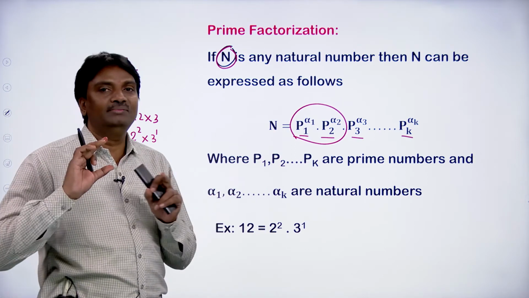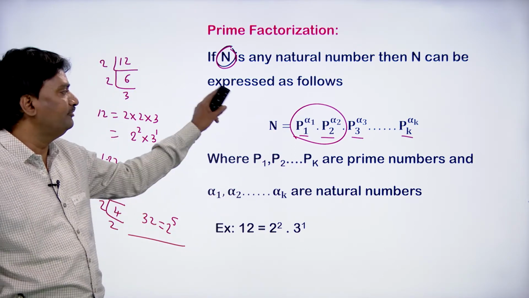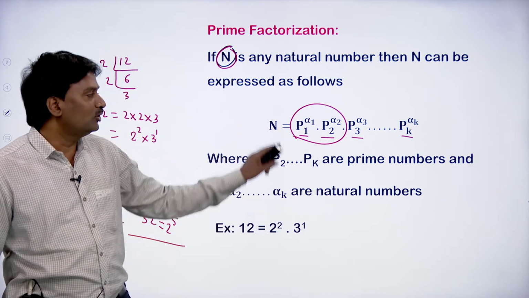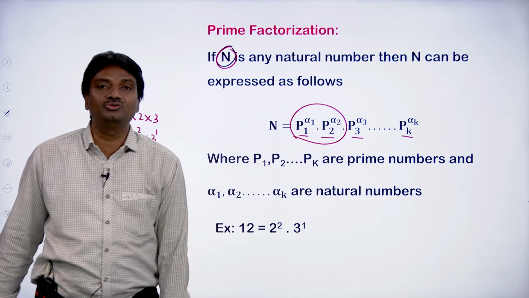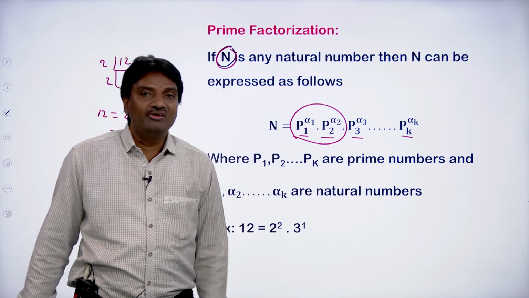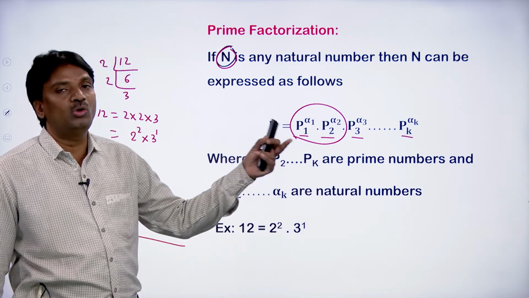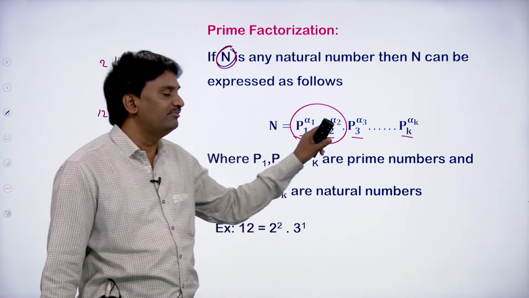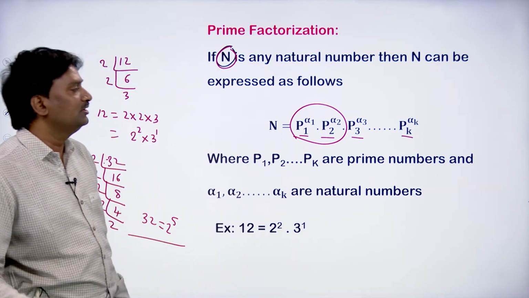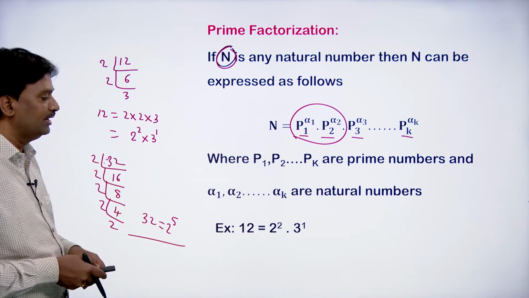So, whatever the natural number n may be, we can write it like this: p1 power alpha 1 into p2 power alpha 2 into so on pk power alpha k, where the bases p1, p2, p3 so on pk are prime integers and the powers alpha 1, alpha 2, alpha 3 so on alpha k are natural numbers.